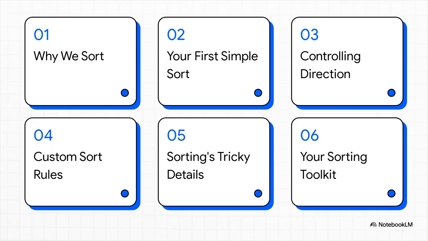So, here's our roadmap for today. We'll kick things off with why we even bother sorting. Then we'll do our first simple sort, figure out how to control the direction, and then get into the really cool stuff, creating our own custom sort rules. After that, we'll cover some tricky details to watch out for, and finally we'll wrap everything up into a handy sorting toolkit you can use anytime.